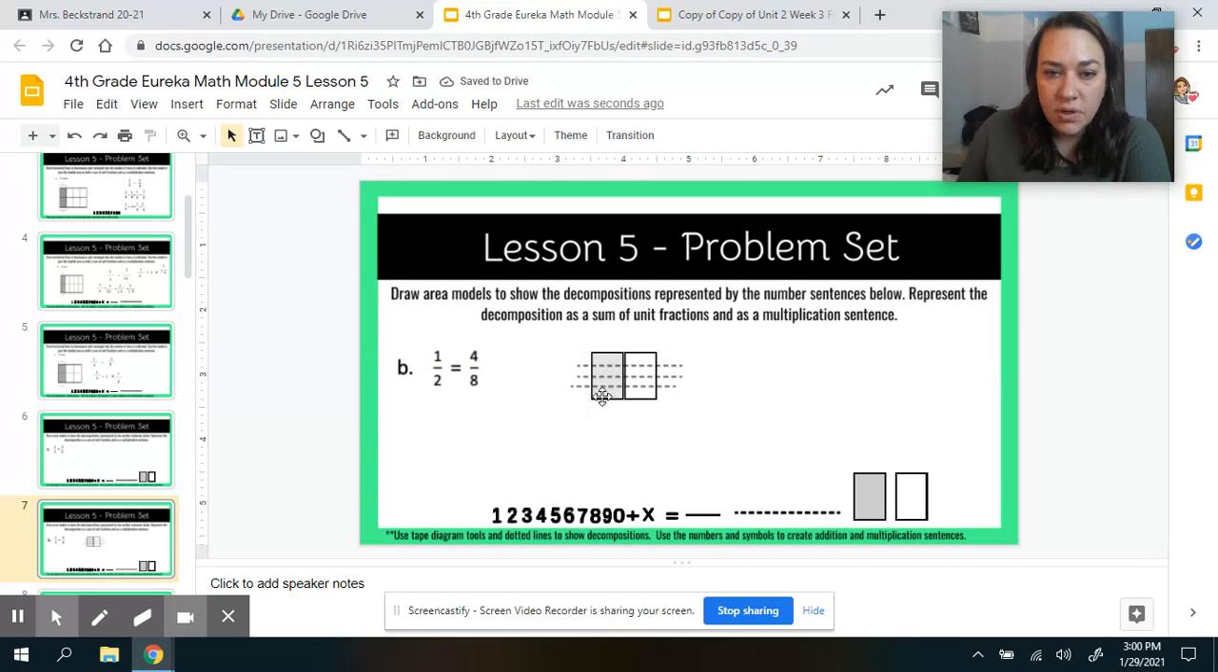Okay, so it's really small, but now you can see I have 1, 2, 3, 4. So 4 and 4 gives me 8, and 4 of those are shaded. So 1, 2, 3, 4 eighths. 1/2 is equal to 4/8.